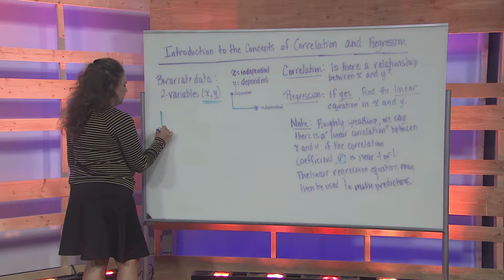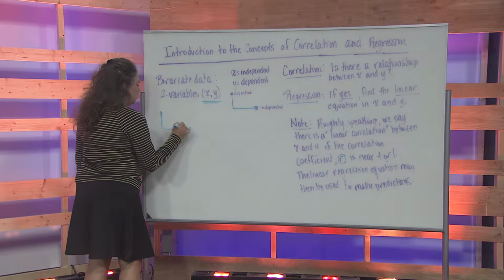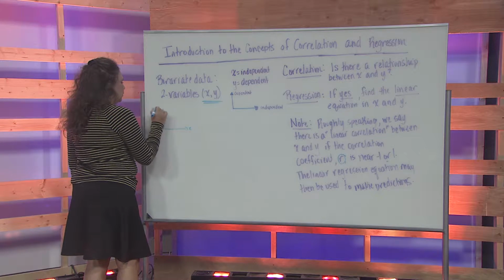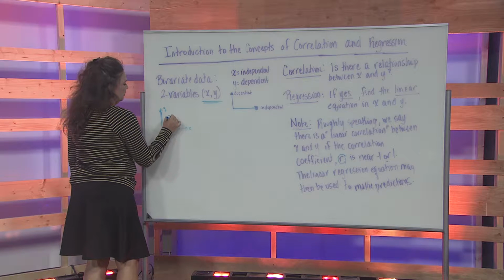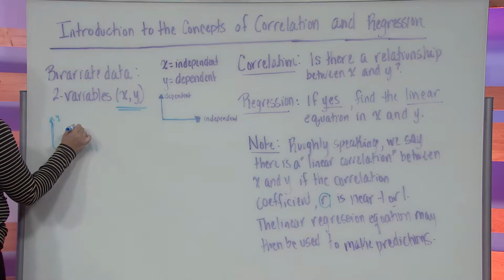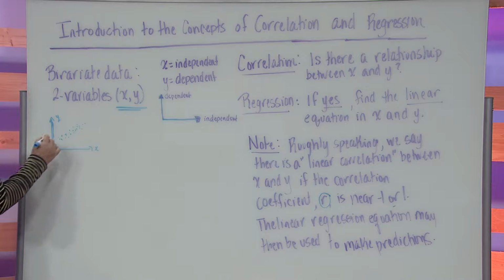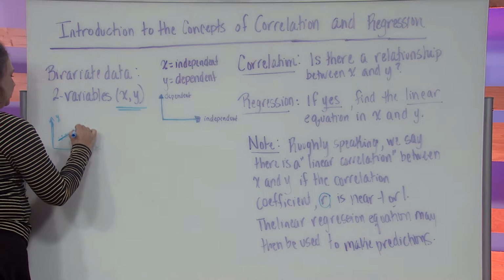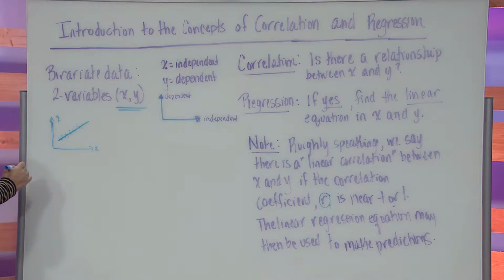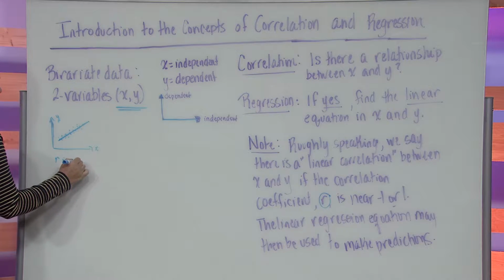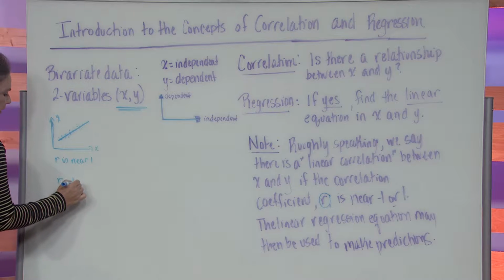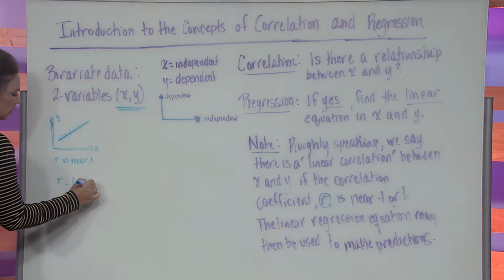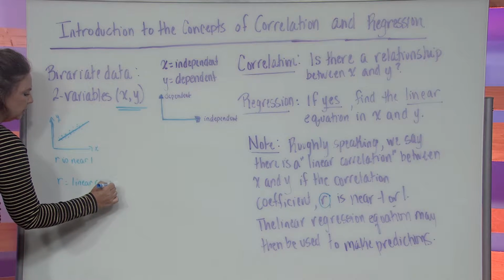So I have some paired data. This is X, this is Y, and I'll plot this data. So these are the data values, and it looks like I could draw a line through that data set. And so in this case here, R is near 1. And again, R is the linear correlation coefficient.